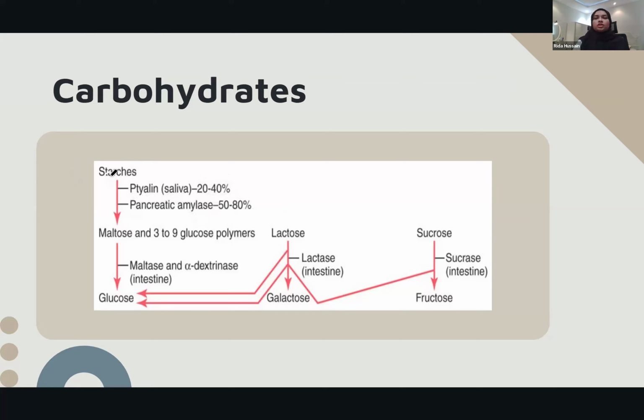Okay, starch is broken down into maltose. It entails 3 to 9 glucose polymers. Now, maltose can further be broken down into glucose. It forms 2 glucose molecules by using the enzyme maltase. Now, maltase, lactase, and sucrase are brush border enzymes. As you can see, the diagram shows that in a bracket, it says intestine.